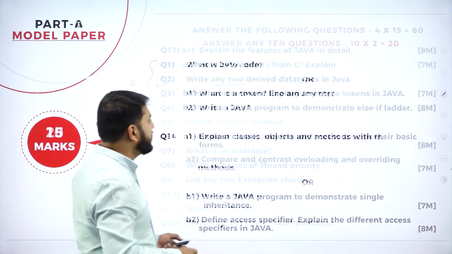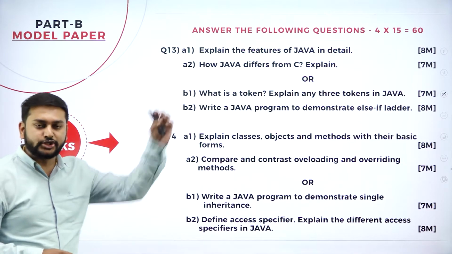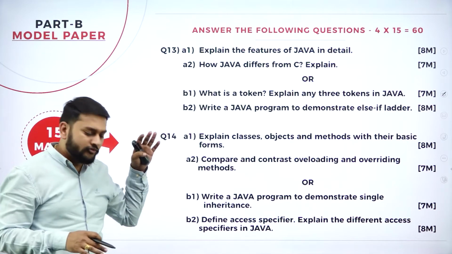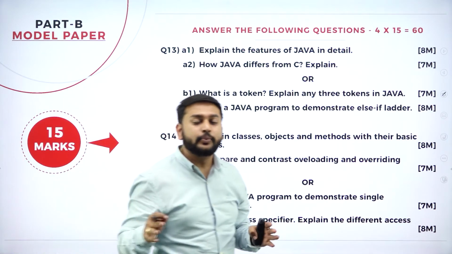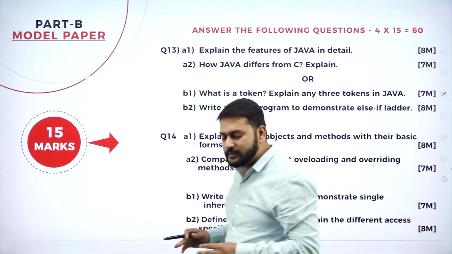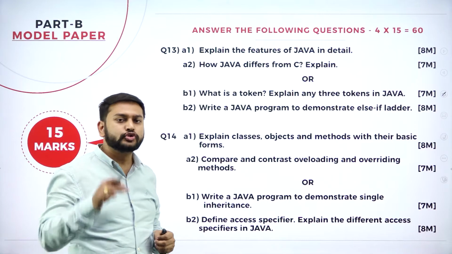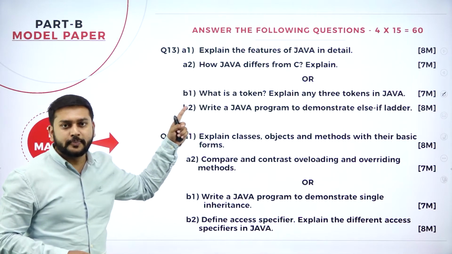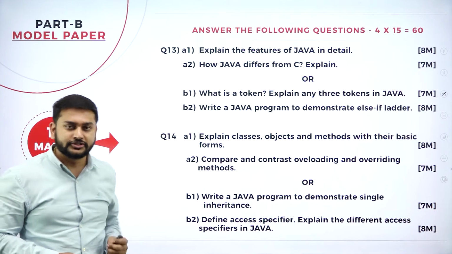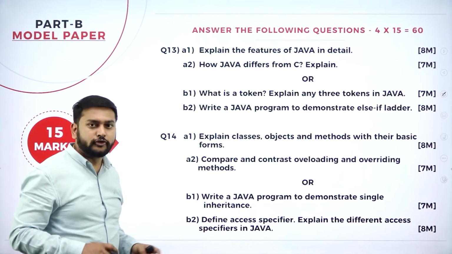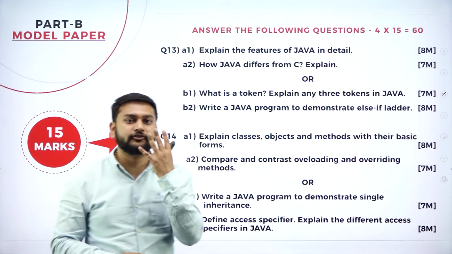Now let me get into the very important part of the session. Guys, I will be discussing a very important section of the paper. Most of the guys are mainly dependent on part B. Those who want to just pass, guys, listen to me carefully. When it comes to part B, you will have to attend 4 questions. How many questions? 4 questions. You will have 13, 14, 15 and 16.